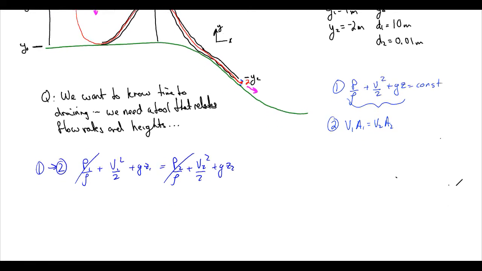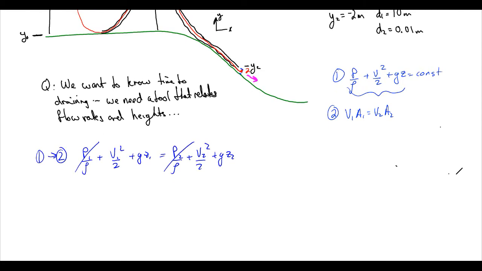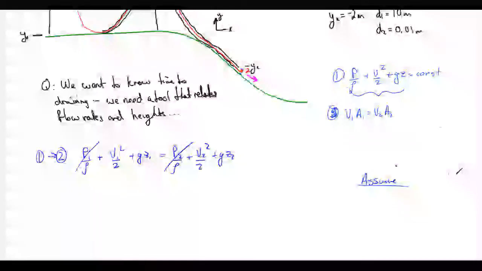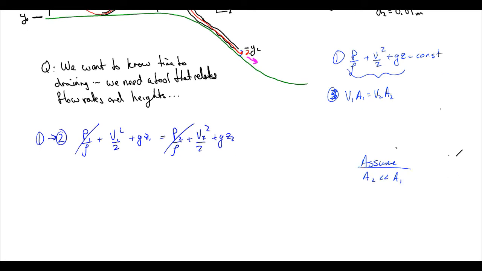So what's great is, actually we'll call that equation 3, sorry, this is equation 3. We know that from equation 3, because we're going to assume A2 is much, much smaller than A1. We're going to call that our first assumption.